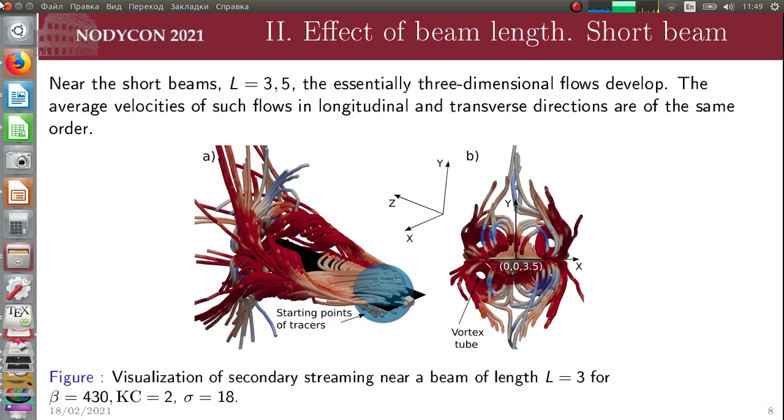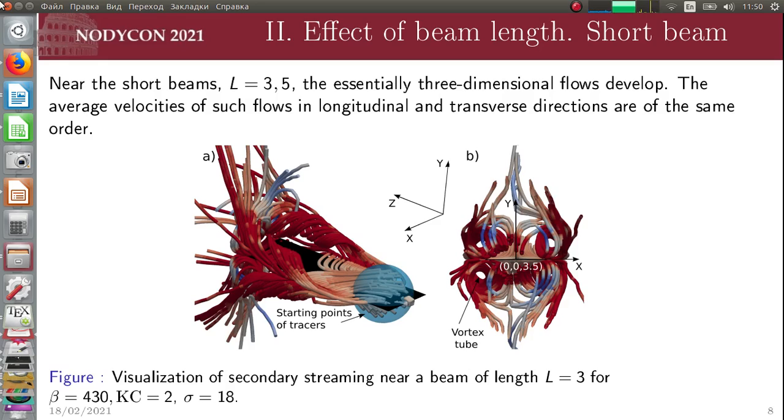Our research shows that the relative length is one of the main parameters affecting the flow. To identify the characteristic features of the hydrodynamics near the beam, let's consider the period-averaged flow patterns that describe the secondary streaming. The secondary streaming is a general mechanism of mass transfer in the region. We visualize the secondary streaming using massless particle traces.